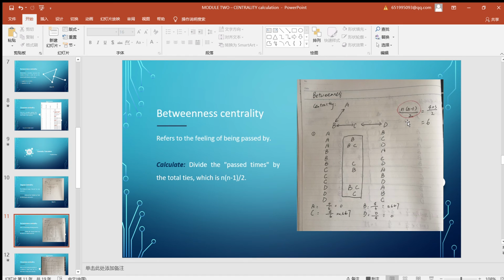From the pass times, you can list each point's passes here. You can see there is no case where A is used as a medium, so the betweenness centrality of A is 0 divided by 6, which is 0. For B, you can see B is used 4 times as a medium: 1, 2, 3, 4. So the centrality of B is 4 divided by 6, which is 2/3. Point C is the same as B, and point D is the same as A.